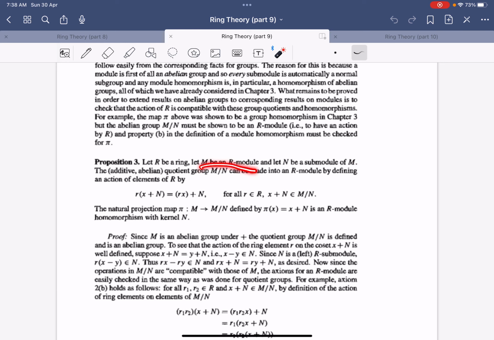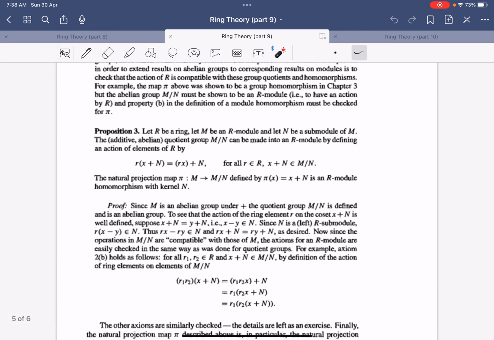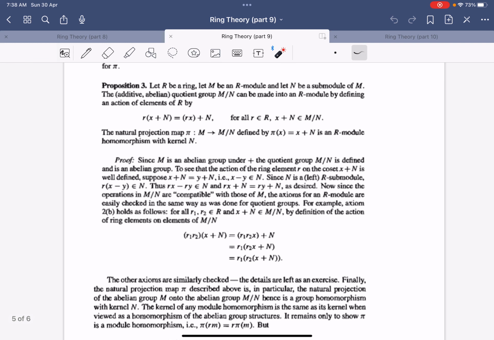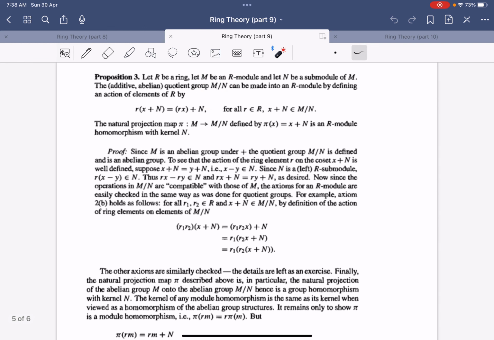So we let M be an R module and N be a submodule of M. Then the quotient group M over N can be made into an R module by defining the following actions. And we see that the natural projection map is an R module homomorphism with kernel N. And we are done. The proof is very simple because we already know M/N exists, and we just need to check that this action makes M/N an R module.